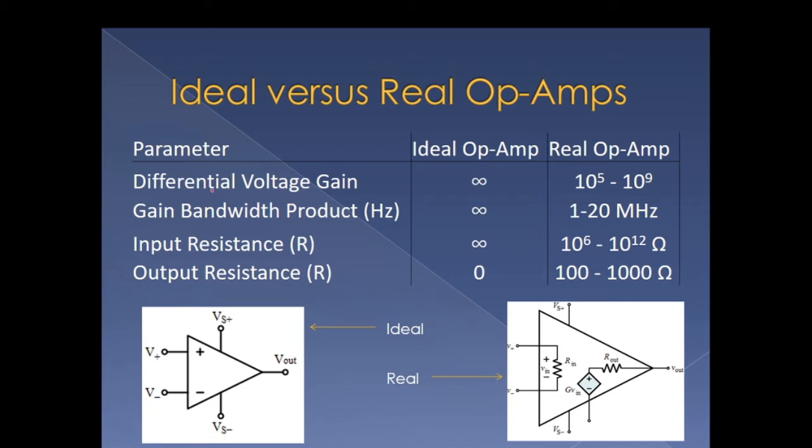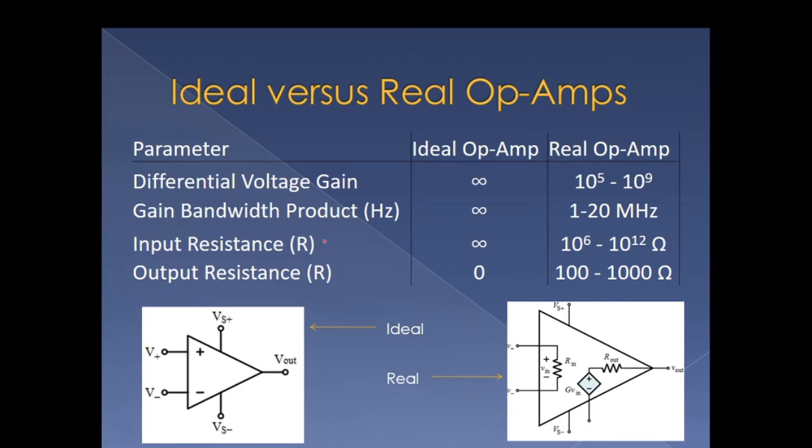Now let's see some parameter values in both the cases of ideal op-amp and real op-amp. Differential voltage gain is infinity for the ideal one. For a real op-amp we find nearly 10 to the power of 5 to 10 to the power of 9. So this value is very high. Next, gain bandwidth product in hertz. Bandwidth is always infinity in case of an ideal operational amplifier, while in a real operational amplifier we find 1 to 20 megahertz. This value is also too high.